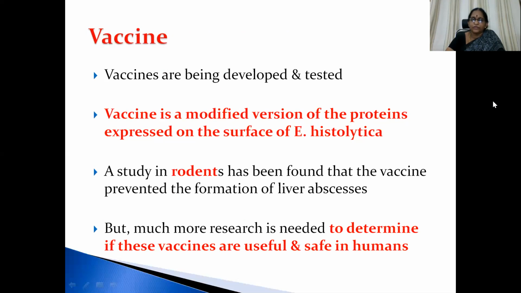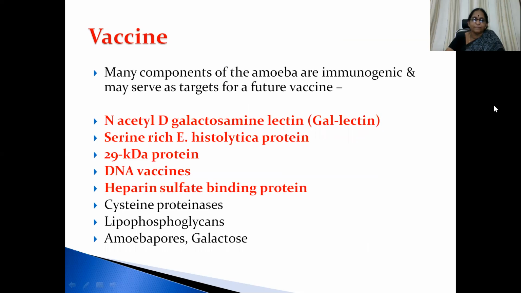The vaccine is a modified version of the proteins expressed on the surface of Entamoeba histolytica. A study in rodents found that the vaccine prevented the formation of liver abscess in rodents. But its efficacy in humans still needs to be studied. Research needs to be done on the safety factor and toxicity, whether it is toxic or not. Everything needs to be studied.